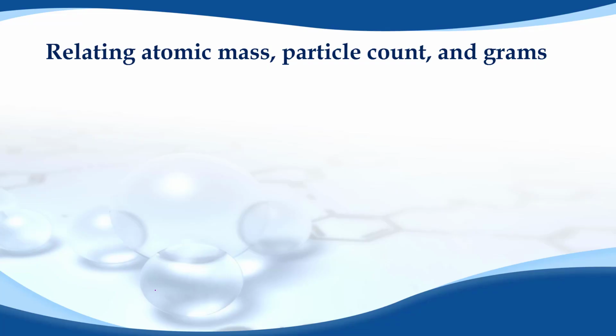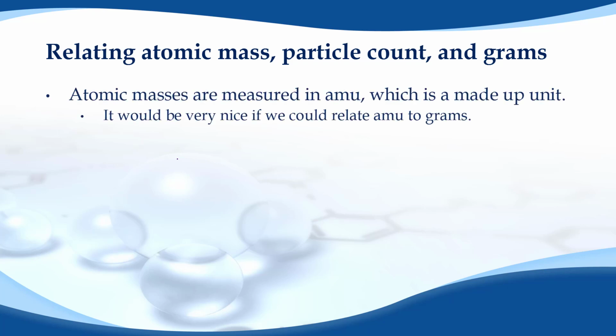So if you recall back when we were calculating average atomic mass, we used a unit called the AMU, or atomic mass unit. The thing is, it's a unit that's completely made up because we just didn't want to have to deal with the fact that like a proton weighs 1 times 10 to the minus 27th kilograms or something along those lines. What it would be really nice for us to do, though, is have a way to relate our AMU into an actual measurable amount of mass in grams. That's where the mole comes in.